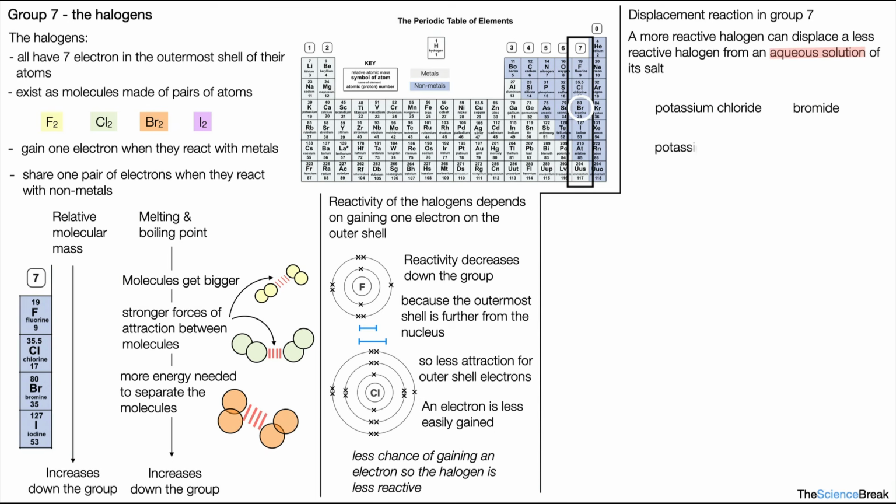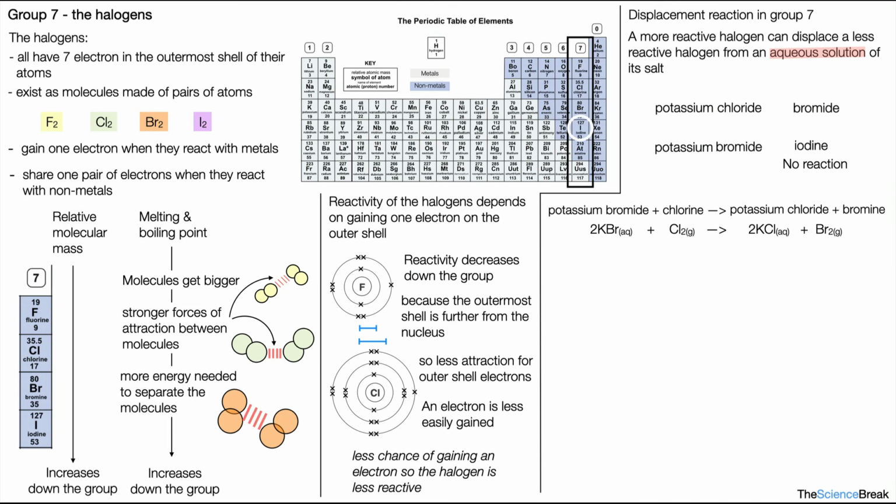Another example is potassium bromide reacting with iodine. We can see that iodine is less reactive than bromine in our periodic table. We can see the iodine cannot displace the bromide from the compound. So in that case, there will be no reaction. So potassium bromide plus chlorine gives us potassium chloride plus bromine, as shown by our first example there. Here's the balanced formula equation for that one.